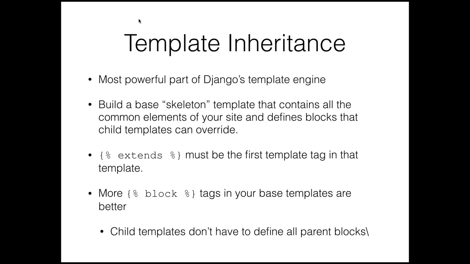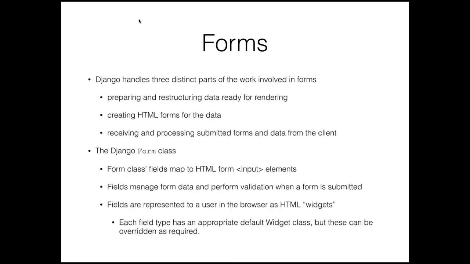The template inheritance is the most powerful part of Django's template engine. Basically you can build a skeleton template, and then you can define blocks, and then you can have other files that extend the base template and replace blocks. The idea is to just use as many blocks as you want, even if you may not replace each of them in the child templates, but you can have reasonable defaults. I'll just show you examples of that right now.